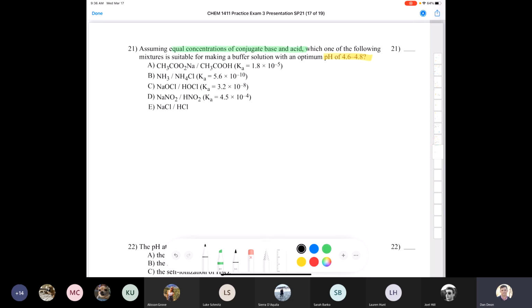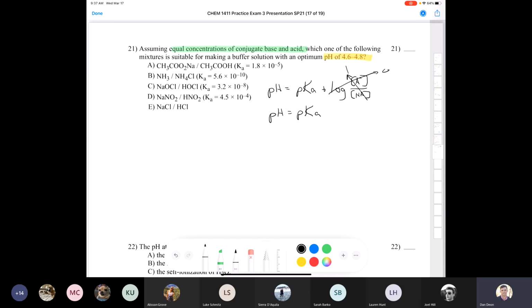So if we look at the Henderson-Hasselbalch equation, which is pH is equal to pKa plus the log of the concentration of the conjugate base over the concentration of the weak acid. If these two concentrations are equal, that's going to equal 1, and the log of 1 is 0, and so that means that pH is going to be equal to pKa in this situation.